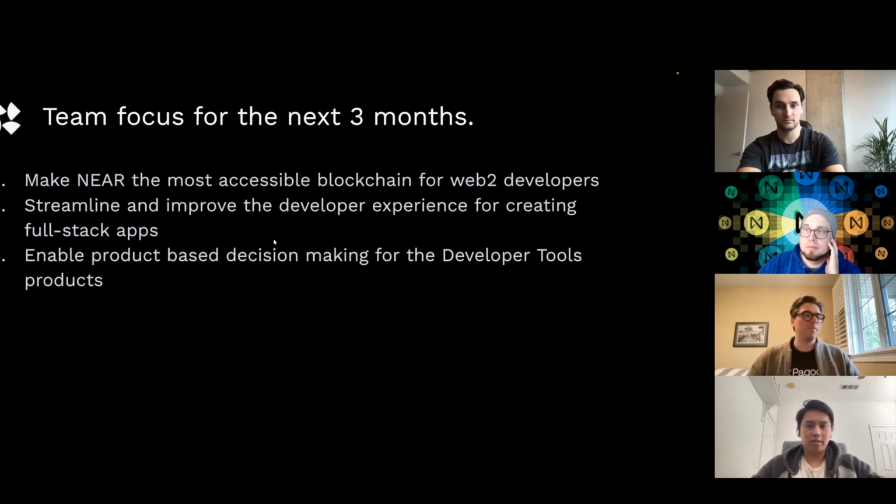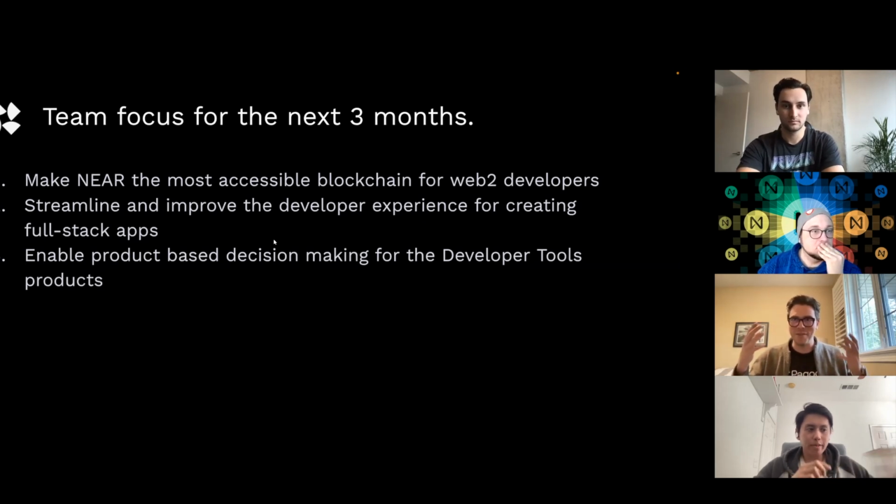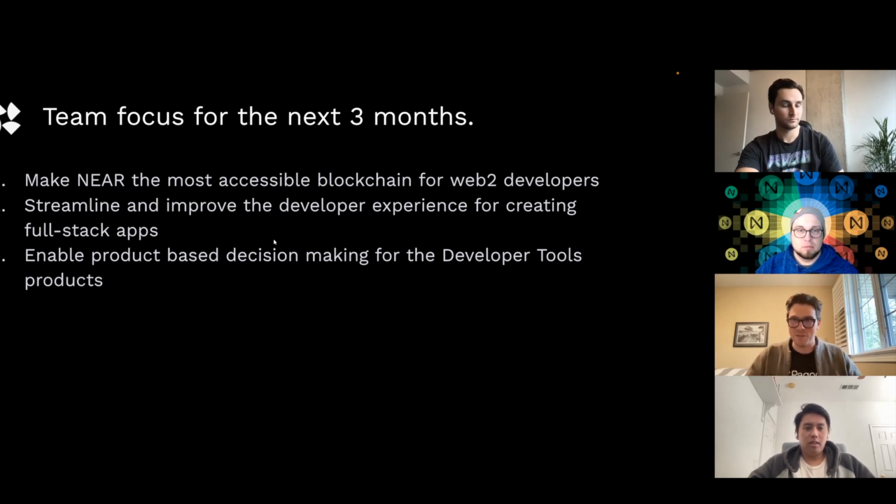The first one is make NEAR the most successful blockchain for Web 2 developers. JavaScript SDK, JavaScript Workspaces, this is obviously going to be huge and will help us onboard a ton of new developers. Second, we've got streamlined and improved developer experience for creating full stack apps. I'll dig into that a little bit more. And then another one is, from a Pagoda perspective, we just want to get better at making product decisions. A lot of it is about getting feedback from the community, and we just want to do that better.